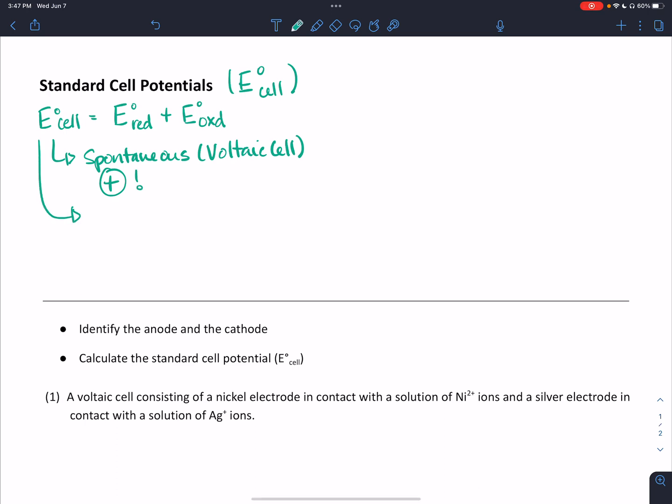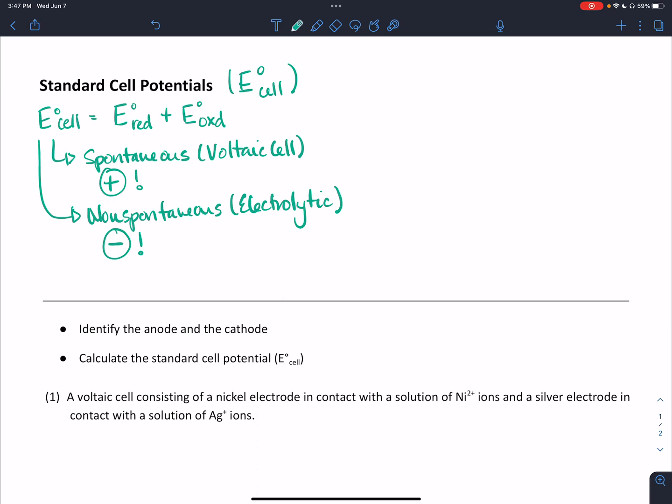If instead you have a non-spontaneous cell, which is an electrolytic cell, then we're going to have a negative sign here. Remember, the electrolytic cell does require outside energy to make that flow because that reaction is not spontaneous. It does not want to flow under standard conditions.